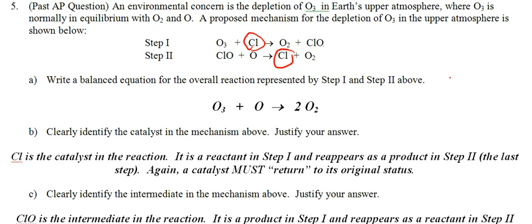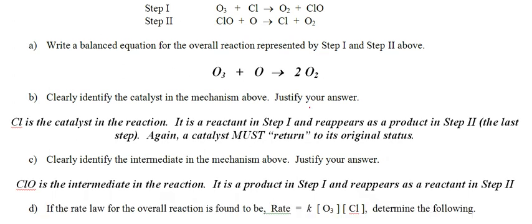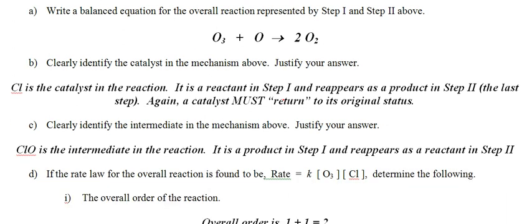Alright, I already talked about the intermediates. So again, intermediates are things that are produced and later used as a reactant. Okay, so the ClO in this case is our intermediate. So ClO is our intermediate for the reaction. And there's only one intermediate in this problem.